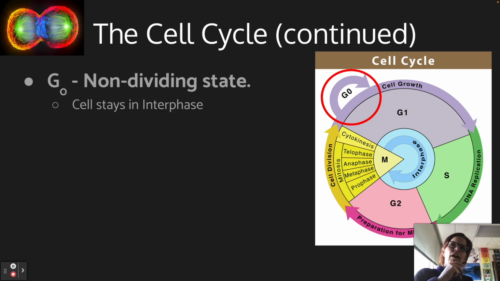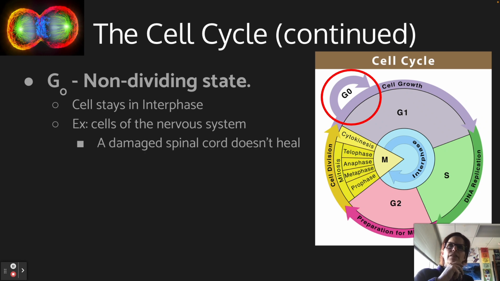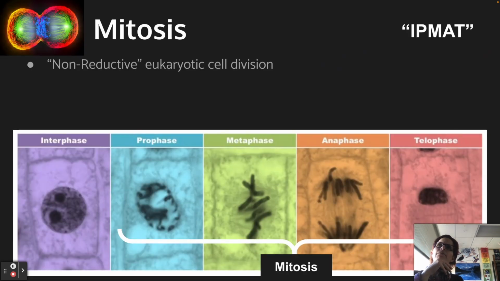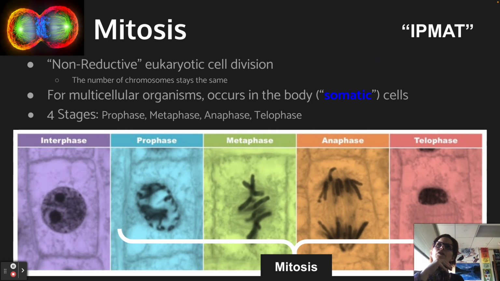There is a G0 stage. Some cells stay in interphase, for example, the cells in the nervous system. They never, ever go back into growth and reproduction. Some cells can go back and forth from G0, go back into it if they're needed. So it just depends. And then it's called, I hate these words. Sometimes your brain just doesn't wrap around them. They're easy words.